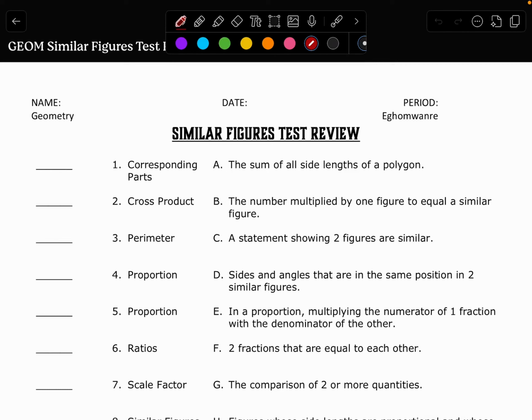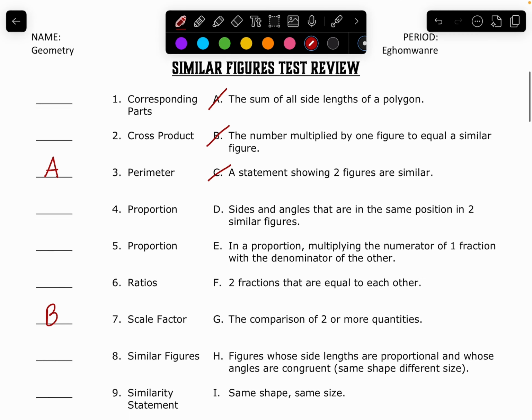All right, everyone, this is the similar figures test review. We're going to start with vocabulary. I'll start with the definitions. The sum of all side lengths of a polygon is called the perimeter. The number multiplied by one figure to equal a similar figure is the scale factor. A statement showing two figures are similar is called a similarity statement.